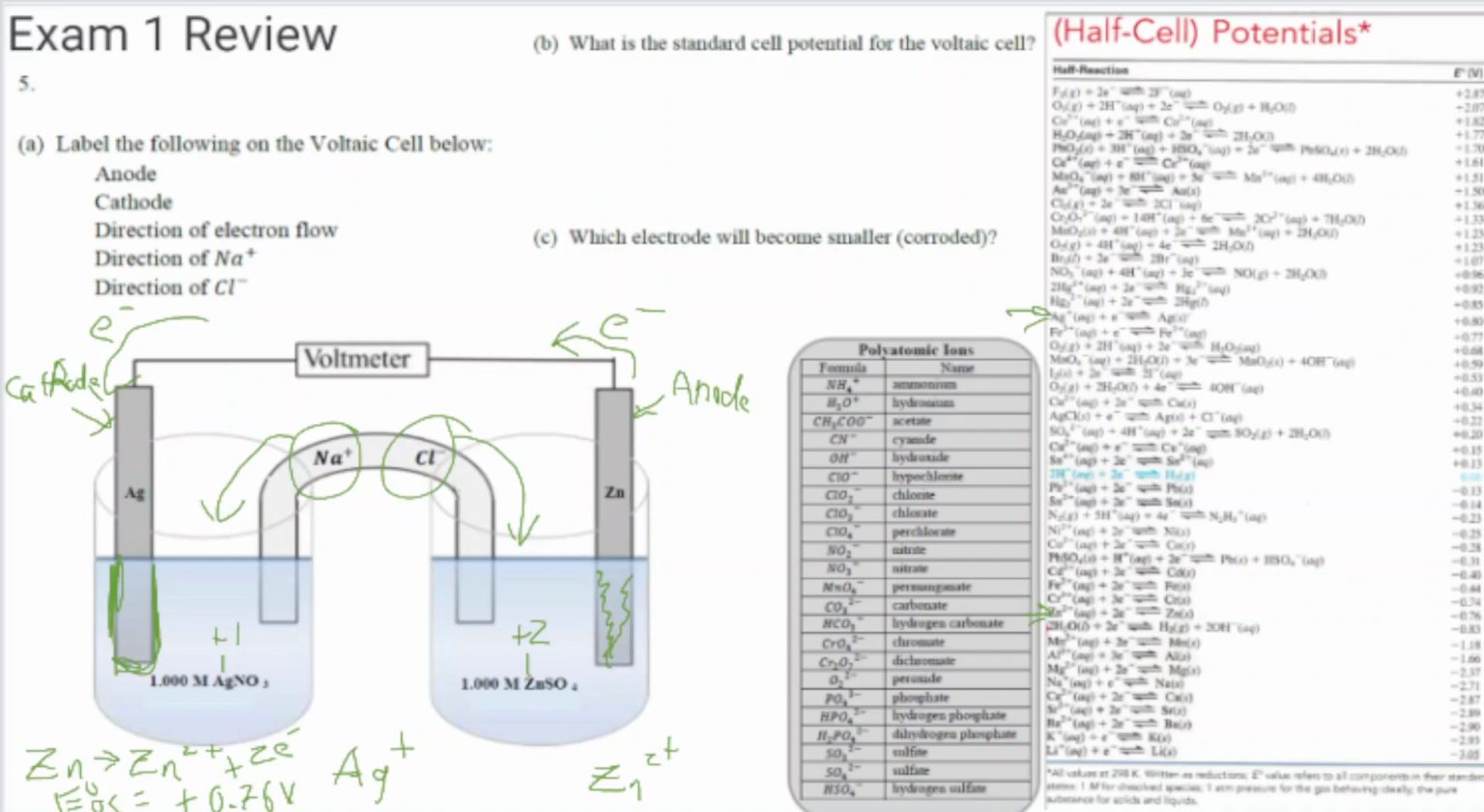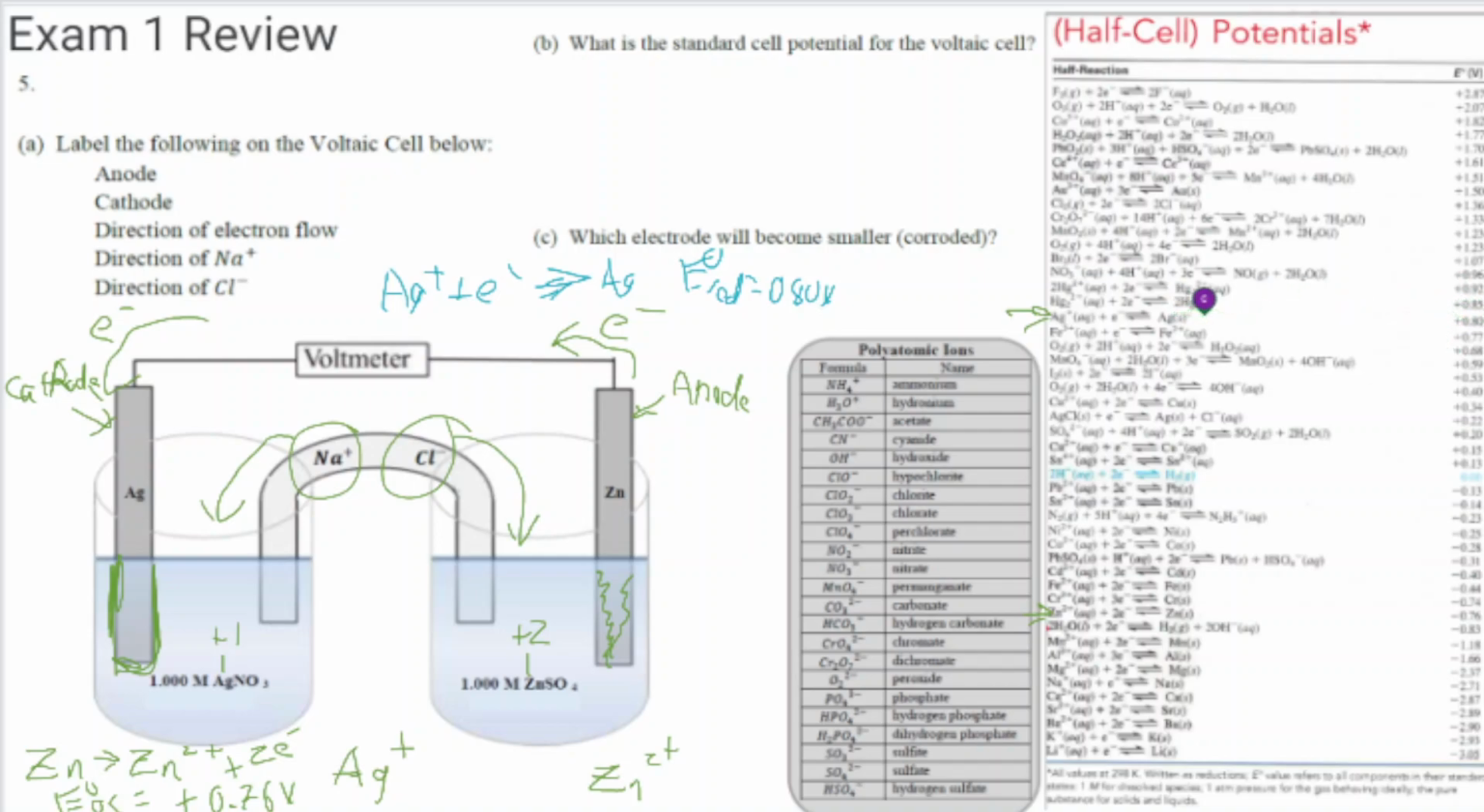All right, so looking at part B, what is the standard cell potential for this voltaic cell? Well, we're going to add our oxidation reaction. So we found that for zinc to be positive 0.76, and then for our silver plus 1 electron is going to give us silver solid. That's going to have a standard reduction potential of 0.80 volts. And again, I'm just pulling it from this table right here.